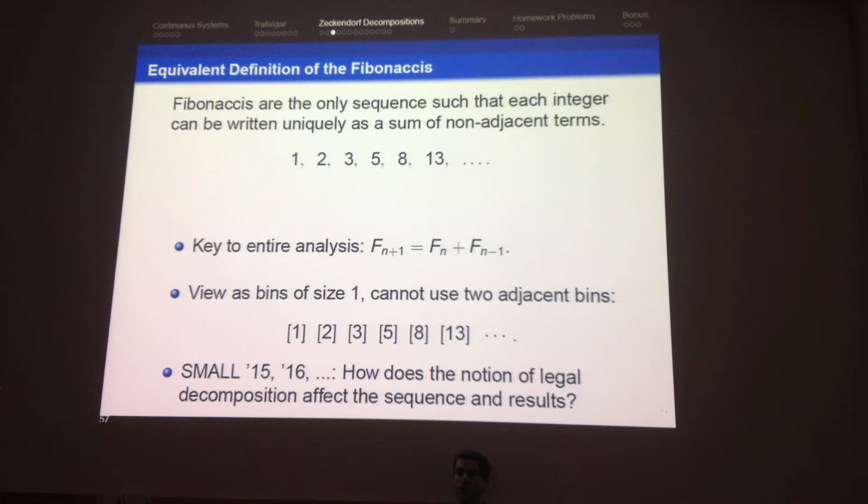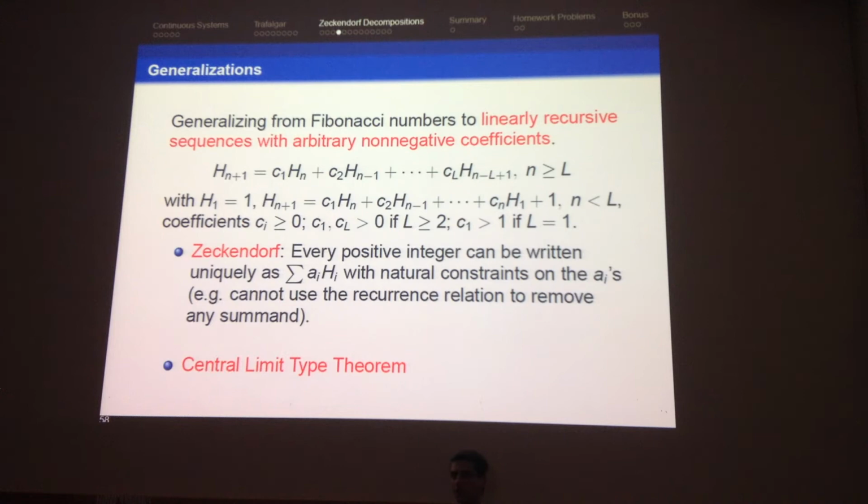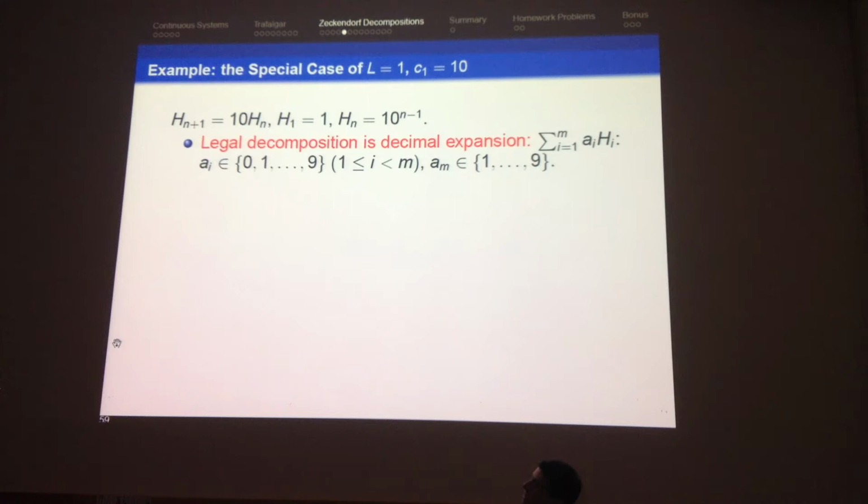Let me give you some flavor, some of the other results we already have, and you see some of the universality. So it turns out that if I look at any recurrence relation, if all the coefficients are non-negative, you have very similar behavior. You have Gaussian behavior for the number of summands. You have a Zeckendorf decomposition. Let me give you a rough idea of why we have this normal behavior.